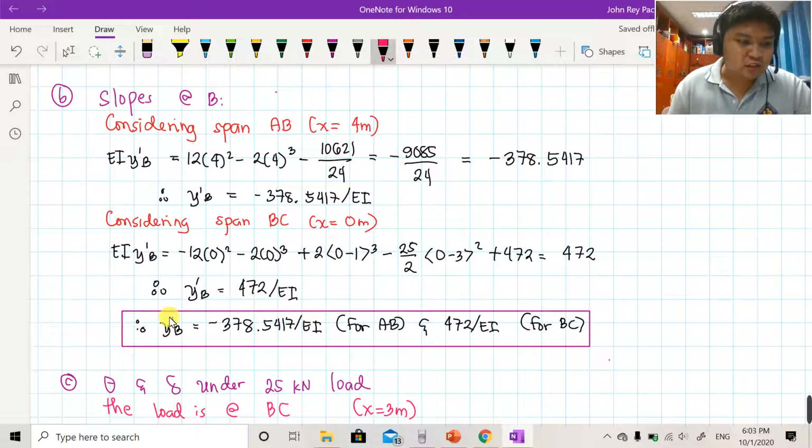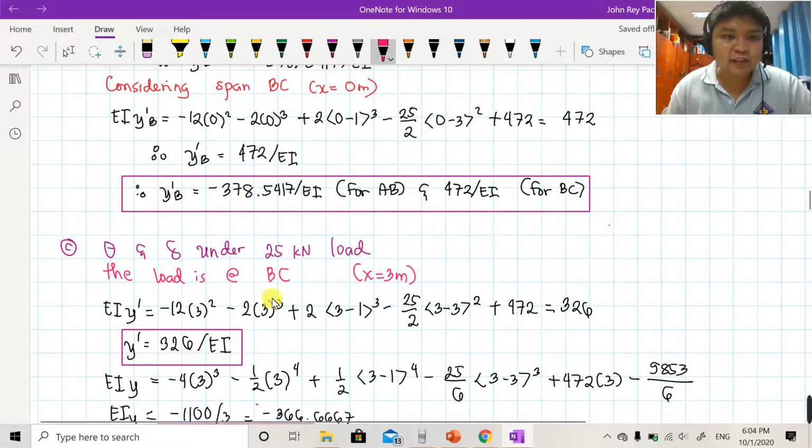472 over EI siya. So, therefore, ang mangyayari, uulitin ko, ang tanong class dito sa B, what are the slopes? So, therefore, hindi lang isa ang tamang sagot, but dalawa. So, yung una para sa AB, yung sunod para sa BC. So, the slopes at B are negative 378.5417 over EI kung ang i-consider natin is yung span AB and 472 over EI kung ang i-consider natin class ay ang BC. So, I hope that is clear to every one of you. Basta tandaan nyo, sa internal pin, dalawa talaga ang slopes dyan, class.